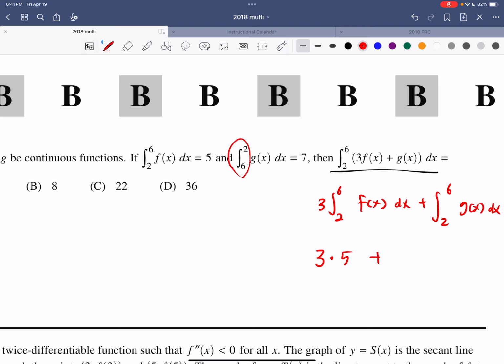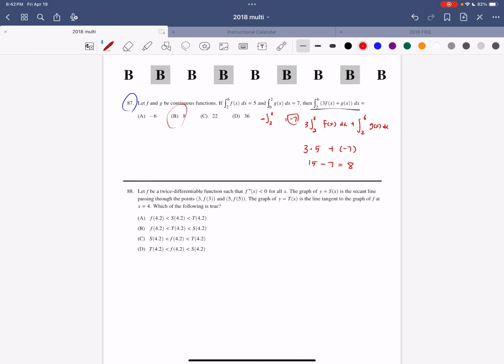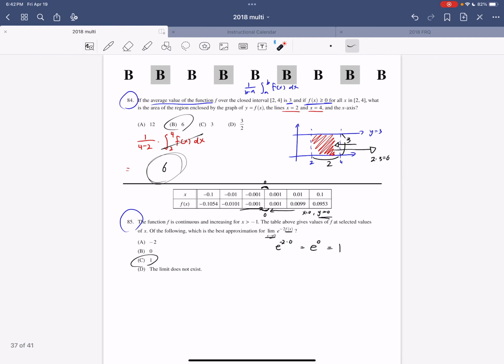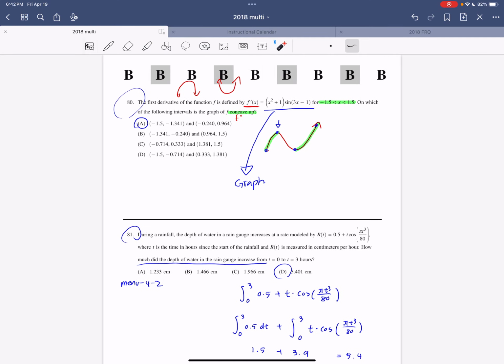Do you see this one is from 2 to 6, which means I gotta flip it, which means if I flip it, it's going to be negative. So this is going to be negative 7. So it's going to be minus 7. 3 times 5 is 15. Positive times negative is negative. It's going to be 8. It's that easy. So even though it is a calculator question, this one, like most of them, you don't even need a calculator. So that's about it.